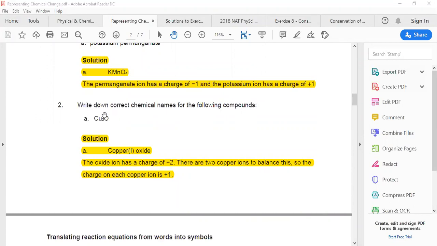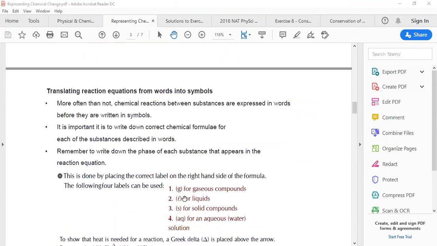So you need 2 positive. So that's why Cu there, it's going to be 2, because each one brings a positive. So your answer becomes copper oxide. All right. Then translation, translating reaction equations from words into symbols.